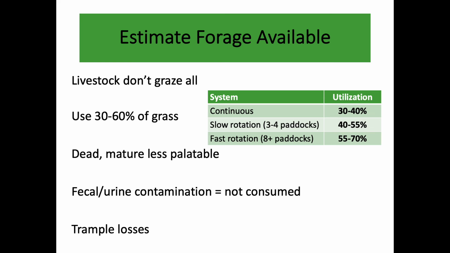So just some general rules of thumb. In a continuous grazing system, we're really only getting about 30 to 40% utilization out of our forages. If we move to what we're going to call a slow rotational grazing system, so we've got 3 to 4 paddocks, we get a little bump there. Now we've moved to 40 to 55% utilization, and then as we move to a more intensive or fast rotation, 8 or more paddocks, we can get all the way up to 55 to 70% utilization. So this is obviously one of the benefits of going to a rotational system versus a continuous system: we can get a little more utilization out of our forage production.